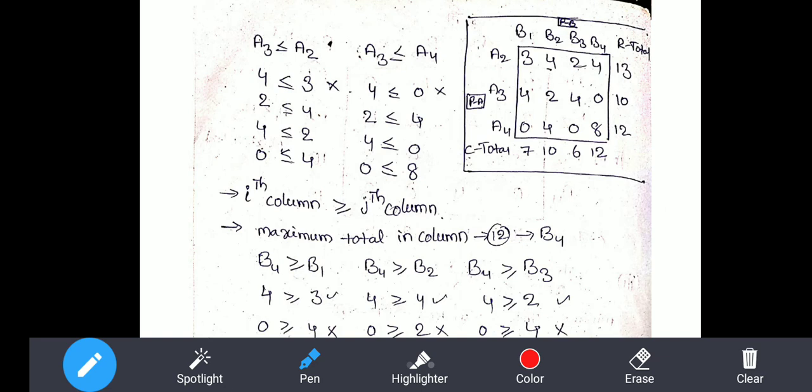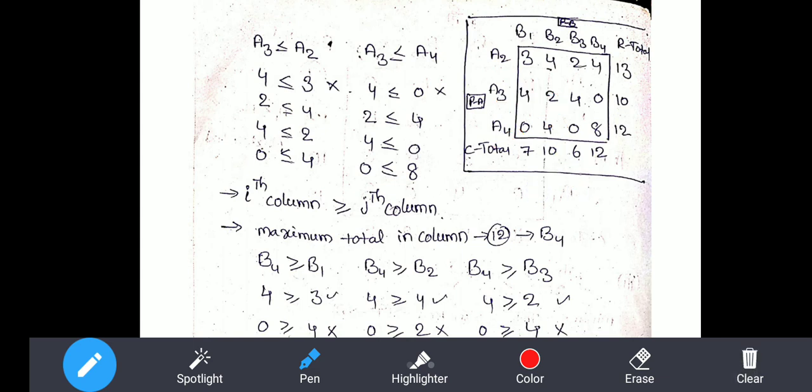Next, A4 with A3. A4 with A3 is also compared. 0 is less than or equal to 4. 0 is less than or equal to 4. 4 is less than or equal to 2, which is not possible. The condition is rejected.